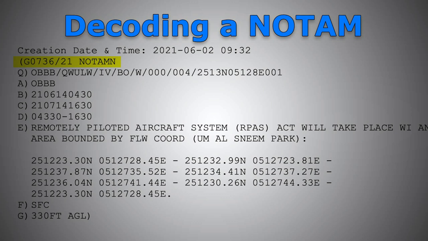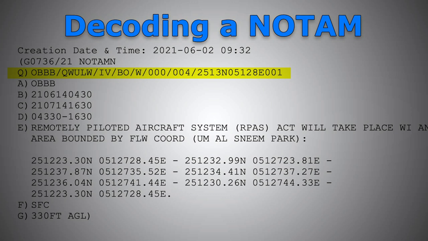And then the Q line. You can think of the Q line as the encoded or encrypted form of the NOTAM. Below it, you will find exactly what's written in that line in more or less plain text. So let's look at the line. First of all, we have the OBBB. That's nothing but the FIR in which this NOTAM is valid. So OBBB happens to be the Bahrain FIR.